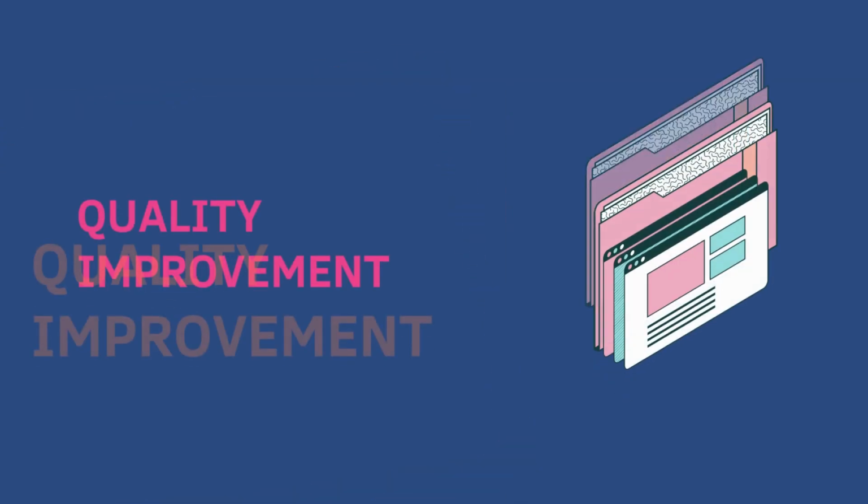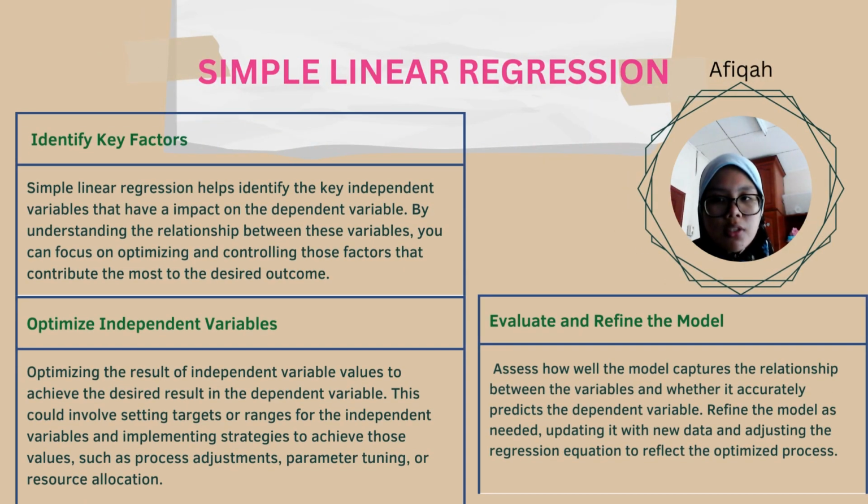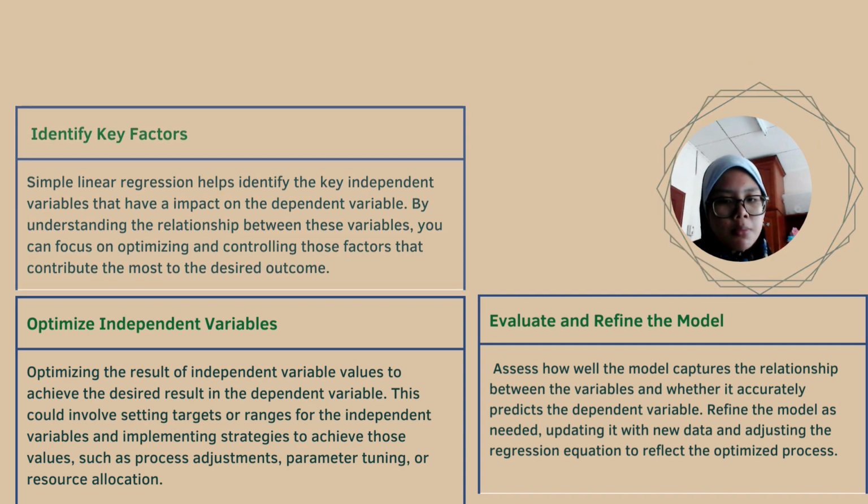Quality improvement. The first one is to identify key factors. Simple linear regression helps identify the key independent variables that have an impact on the dependent variable. Second is to optimize independent variables, optimizing the value of independent variables to achieve the desired result in the dependent variable. The last one is to evaluate and refine the model to assess how well the model captures the relationship between the variables and whether it accurately predicts the dependent variable.